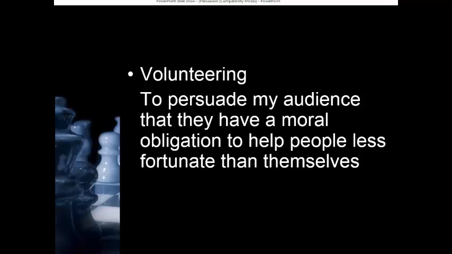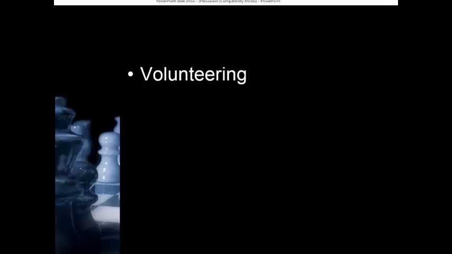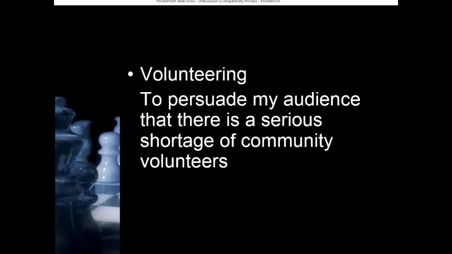But perhaps I want to take a slightly different angle and persuade my audience that they have a moral obligation to help people less fortunate than themselves. And this, of course, would be a value speech. Whenever you see words like moral, whenever you see obligation, right, wrong, positive, negative, these are all clues that you have a question of value. Let's say I wanted to persuade my audience that there is a serious shortage of community volunteers. Here I am trying to convince them of the fact of a matter.